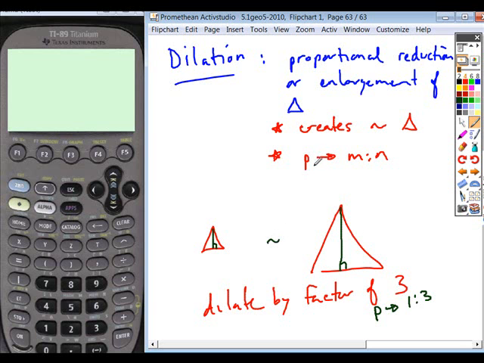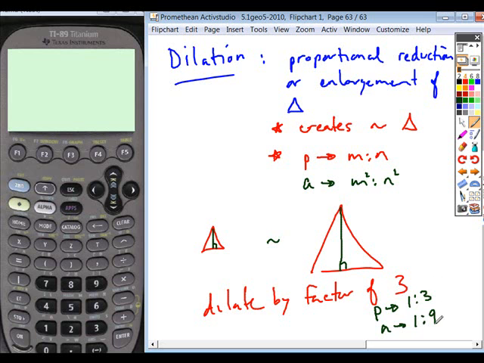In addition to the parts being proportional in a 1-to-1 relationship or an m-to-n relationship, the areas will have a ratio of whatever the ratio of their parts is squared. Again, area is a 2-dimensional measurement, so we're going to take the ratio of their parts and we're going to square them. So if we're looking at the ratio of areas between these two triangles that are dilated by a factor of 3, what does the ratio of their areas have to be? 1 squared to 3 squared, or 9. So the ratio of areas between those two triangles will be 1 to 9.